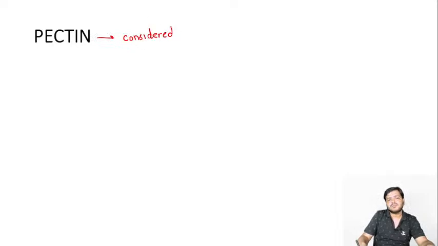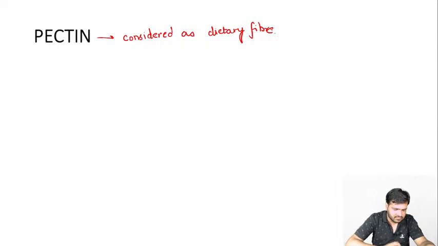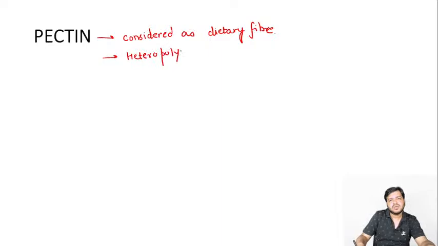Coming on to the last one, that is pectin. Remember that pectin is basically considered as dietary fiber. It is a heteropolysaccharide, as I have already told you.